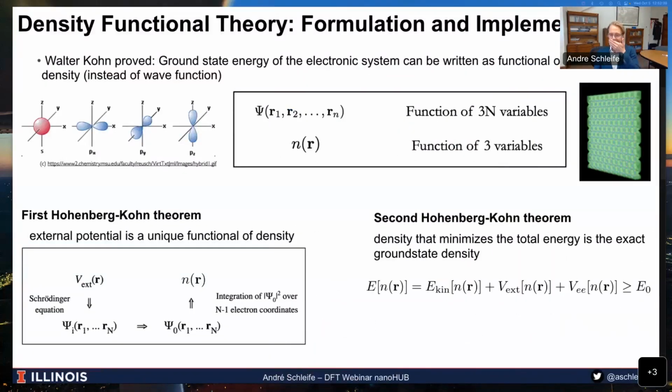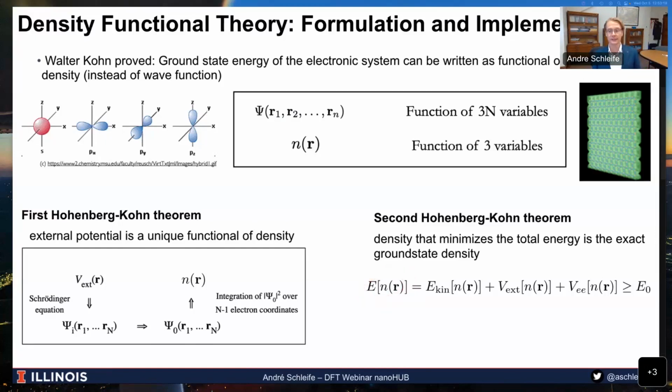The second step that we need is the second Hohenberg-Kohn theorem, which uses this fact that the electron density can be used as a variable and applies it to one quantity of interest. So the second Hohenberg-Kohn theorem tells you how to make use of the first by computing a quantity of interest as a function of the electron density, not of the wave function anymore. It does that for the total energy as the sum of kinetic, external, and electron-electron interaction. And it says that the density that minimizes this total energy is indeed the exact ground state density.